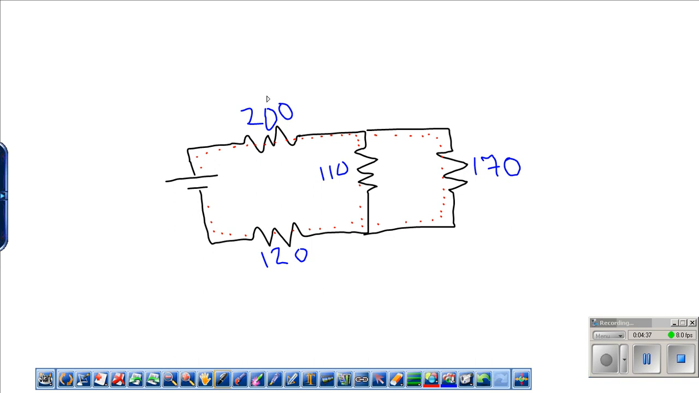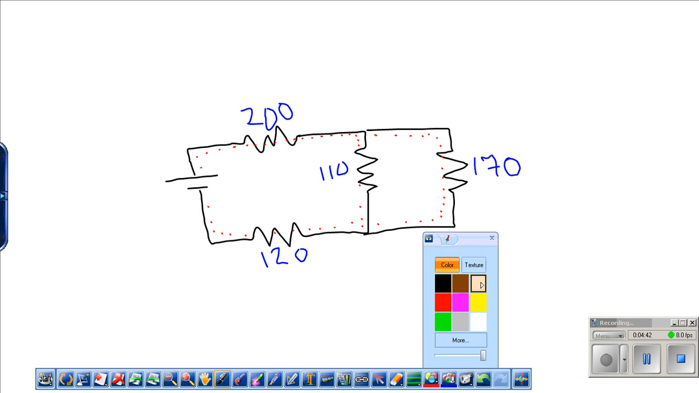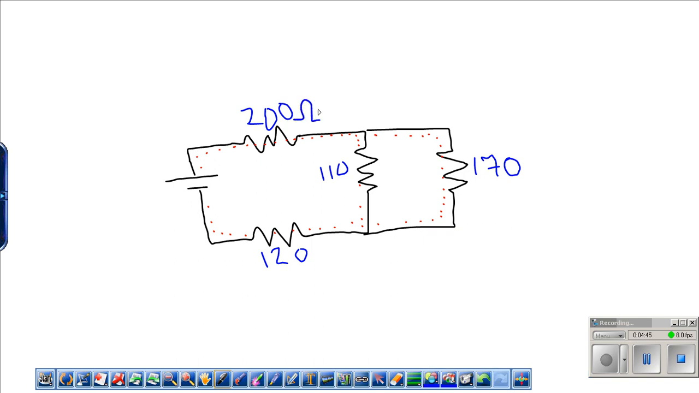Stepping back one, we can write over here that we know that this is 200 ohms. We have 0.031 amps flowing through it, and there's a 6.2 volt drop across it. Quite a lot of information. We can do a similar thing for the 120 ohm resistor as well. We can say that there's also 0.031 amps flowing through it, and that there's a 3.72 volt drop across it.